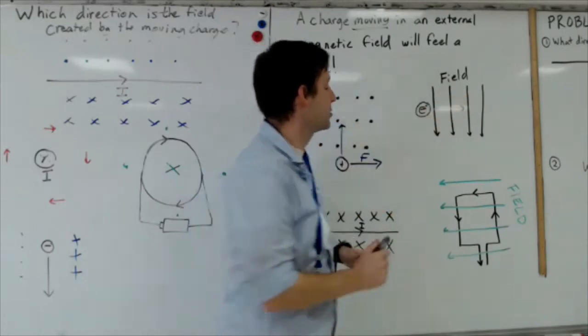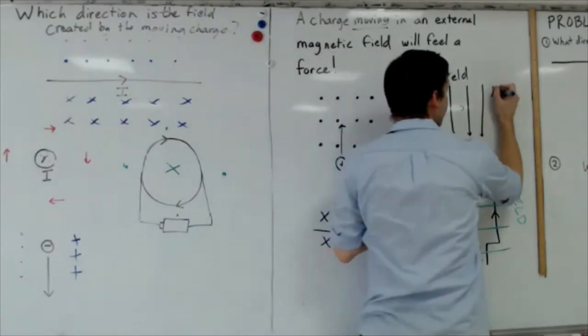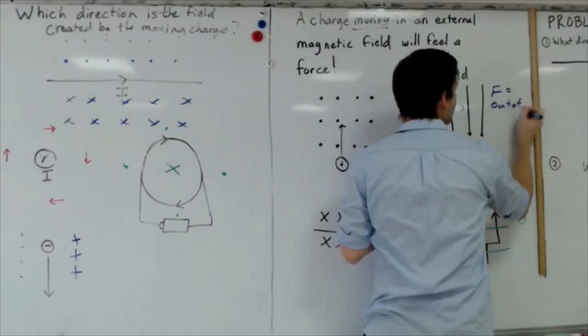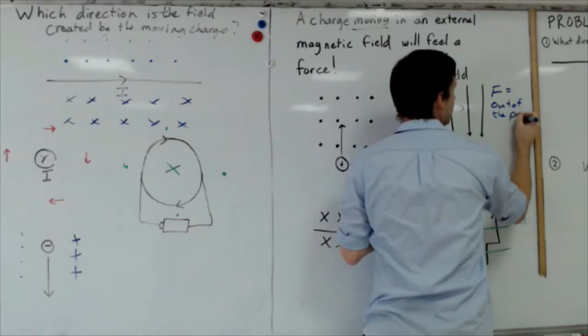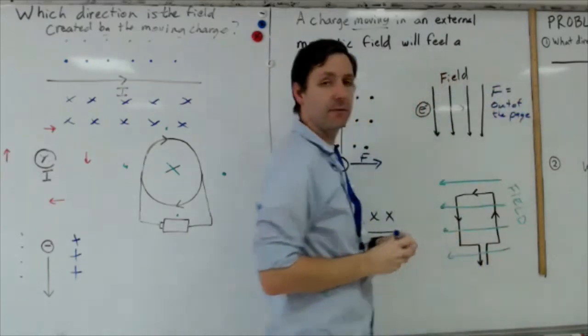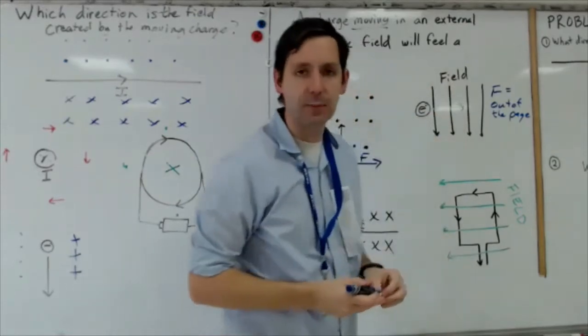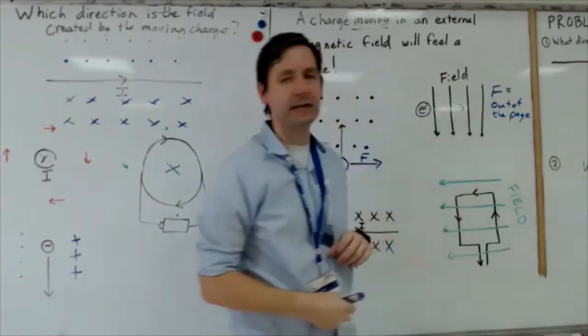And so if the thumb is pointing straight towards us, then we just say the force is out of the page. Just like that. Force is coming out of the page. Or you could draw a dot on there and say that's the force, right? But to make it clear, I'm just saying the force is out of the page.